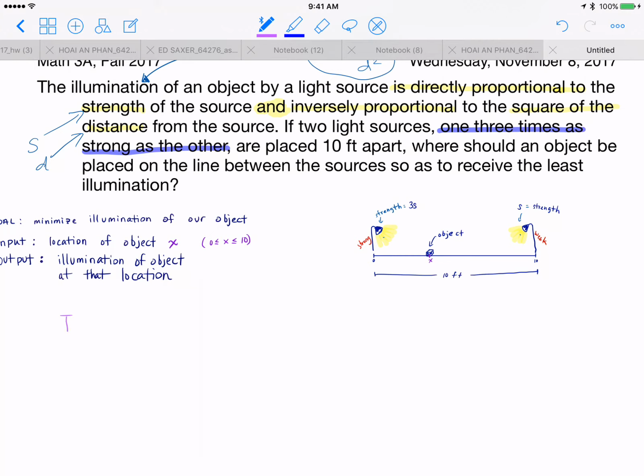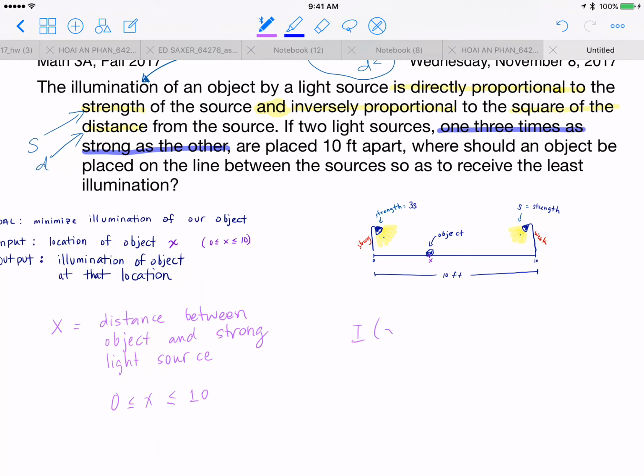So we'll have the illumination of the object when the object is located X feet from the strong light source. Let's be very clear: X is equal to the distance between the object and the strong light source. So the domain is that X needs to always be between 0 and 10.